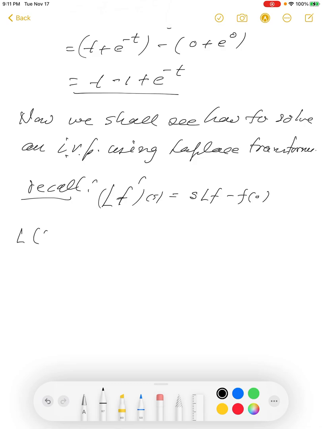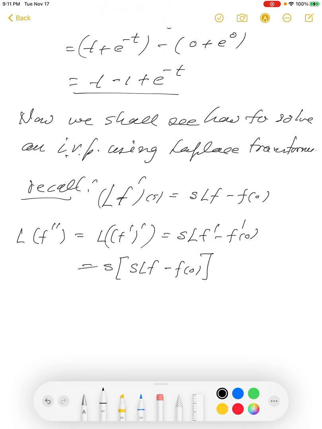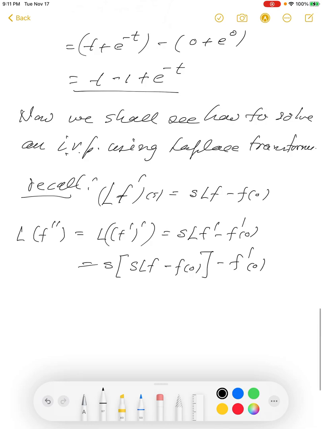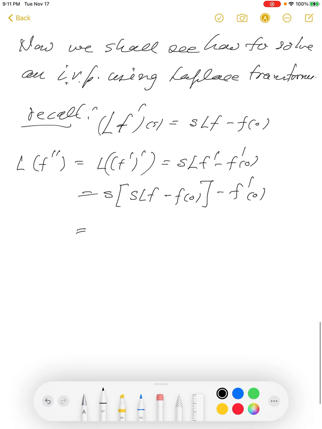And therefore, Laplace transform of f double prime will be Laplace transform of f prime's prime. So that's going to be s times Laplace transform of f prime minus f prime 0. And then Laplace transform of f prime is s LF minus f0. So therefore, Laplace transform of the double derivative of f is s square LF minus s f0 minus f prime 0. This formula you want to remember.